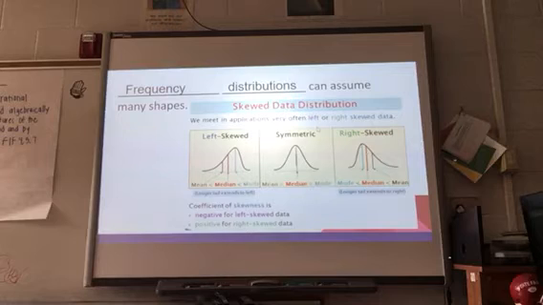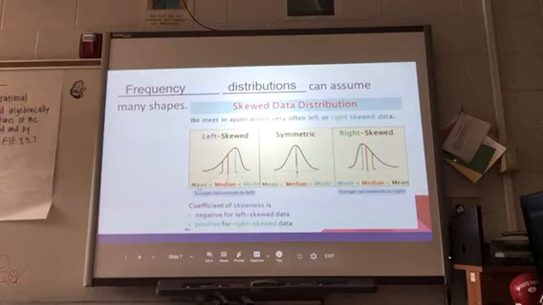Frequency distributions can assume many shapes. This first one is left skewed. You can see the tail is over here on the left. The symmetric one looks like a regular bell-shaped curve, and if it's right skewed, the tail is on the right.